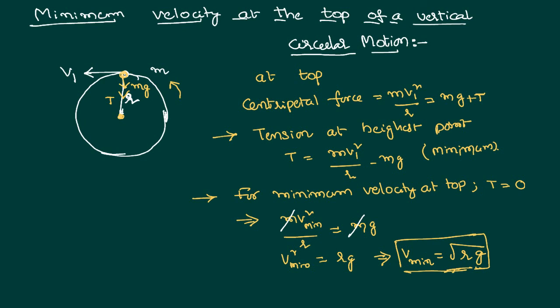You might have also noticed that this minimum velocity at this point does not depend on the mass. So, it doesn't make a difference what you are rotating. You can rotate a toy or even a train, provided you give this much minimum velocity. So, the minimum velocity at the top of a vertical circular motion is independent of the mass of the body.